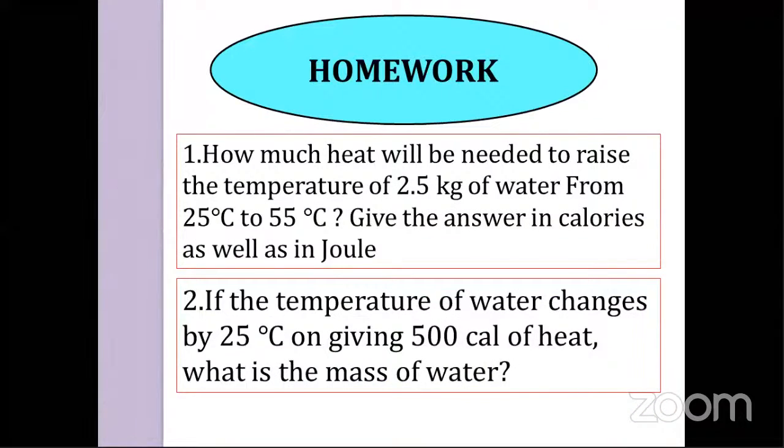So here I am giving you homework, students. Please take a screenshot of this screen for doing the homework today. Please solve it and send it on your school WhatsApp group. There are 2 very simple examples given for your homework, so solve them.